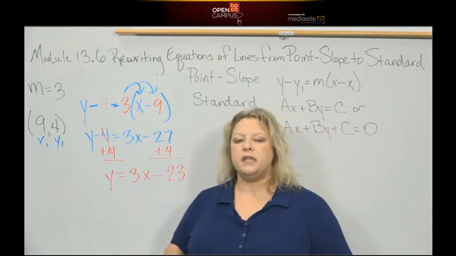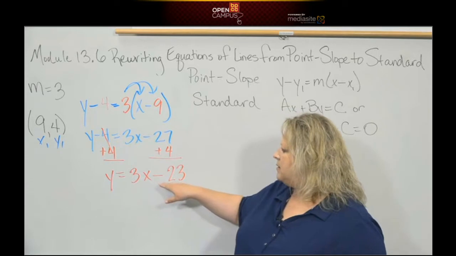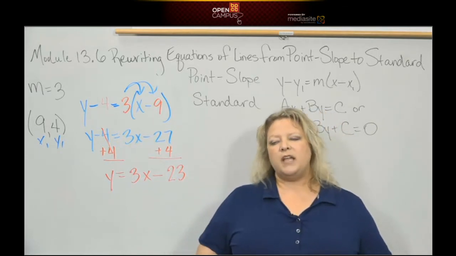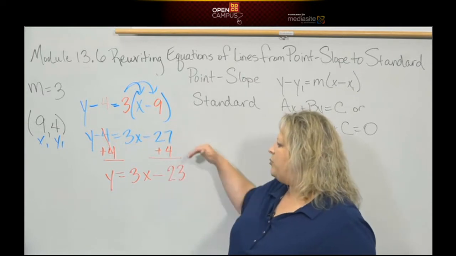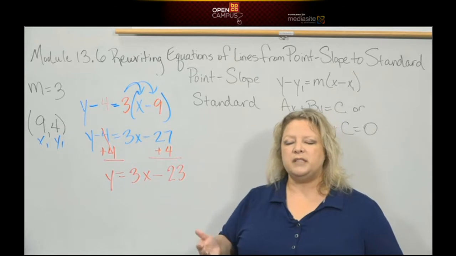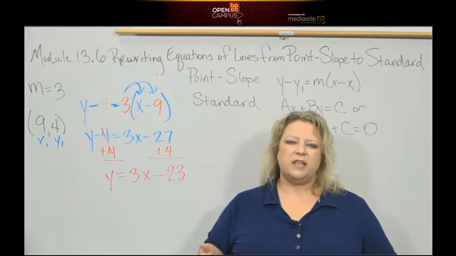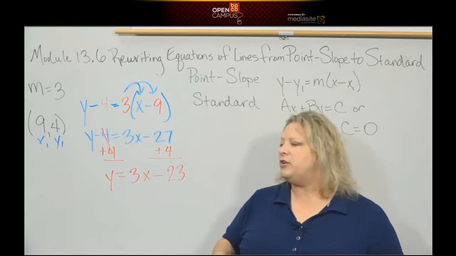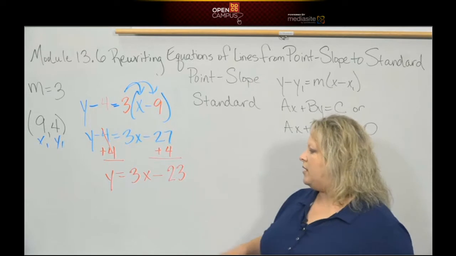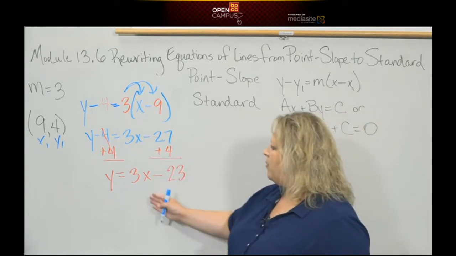Now what you'll notice here is I see y equals mx plus b. That is slope-intercept form. So I can also go from point-slope to slope-intercept very quickly. It just depends on, again, what it is that they're asking you to find. So you just have to be careful and make sure you understand what it is they're looking for before you get started, okay?